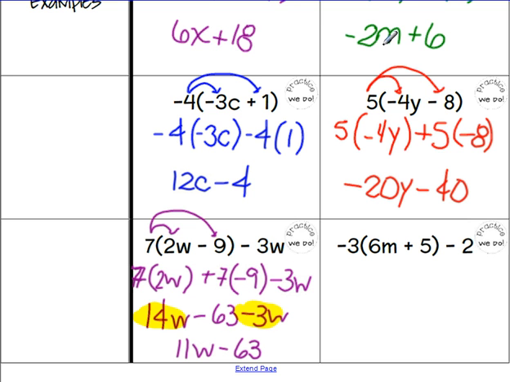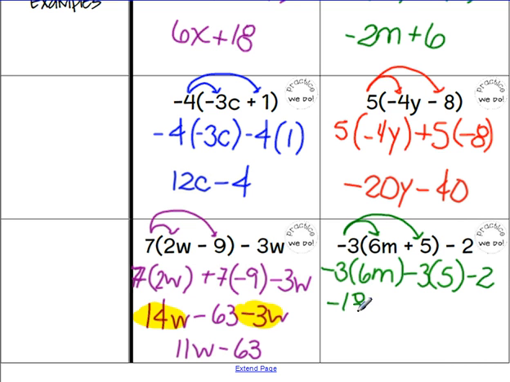Let's try one more. So we have negative 3 and we are distributing that to the 6m as well as to positive 5. So negative 3 times 6m minus 3 times 5 and bringing down that minus 2. So negative 3 times 6m is negative 18m. Negative 3 times a positive 5 is negative 15. And then minus 2.